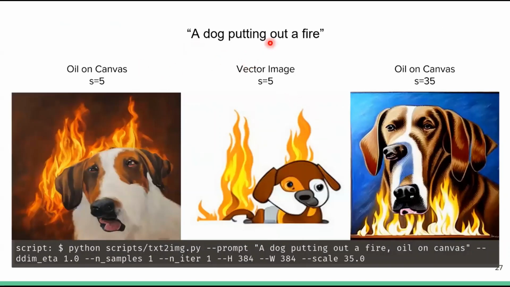The prompt that we input was a dog putting out a fire. As we can see, we have different parameters here, different styles and scale factors that we use. And we can notice that this S denotes the scale factor. When compared to this image right here, which has a scale of 35, these two kind of fall short in terms of quality. This one seems like it's a little better generated, right?